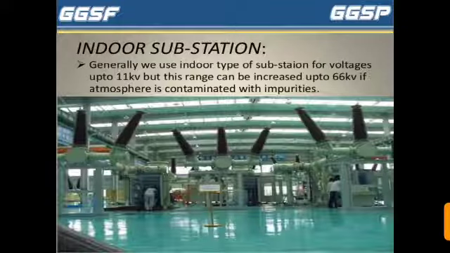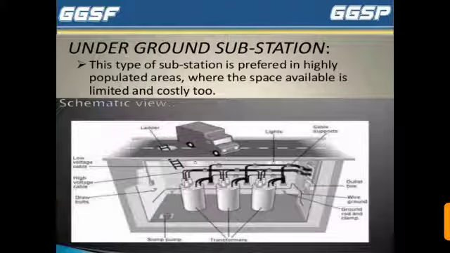Next is indoor substation. It is generally used for voltages up to 11 kV, but this range can be increased up to 66 kV if atmosphere is contaminated with impurities. Next is underground substation. This type of substation is preferred in highly populated areas where the space available is limited and costly too. This is the schematic view of underground substation, and the main purpose of underground substation is to provide all the functionality of conventional substation while minimizing the area occupied above ground.